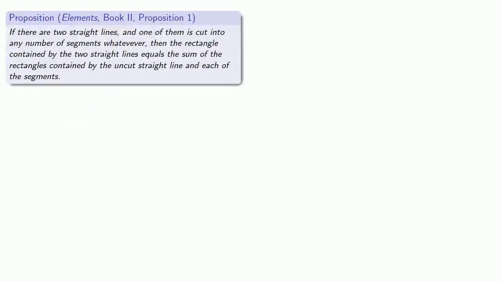For example, Book 2 opens up with the following proposition. If there are two straight lines and one of them is cut into any number of segments whatsoever, then the rectangle contained by the two straight lines equals the sum of the rectangles contained by the uncut straight line and each of the segments. So let's see what this means.